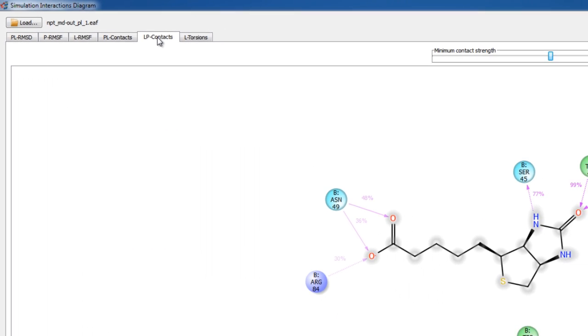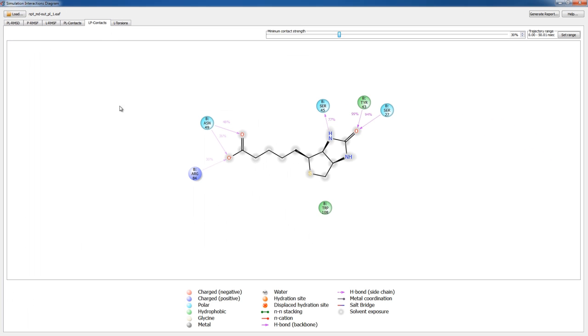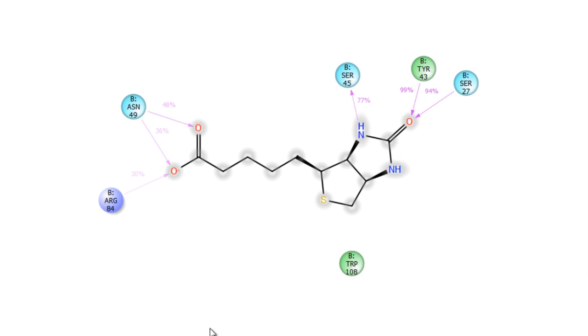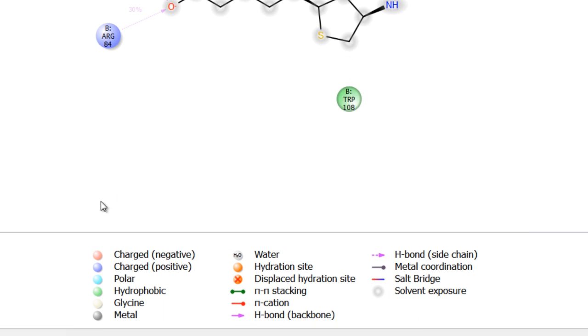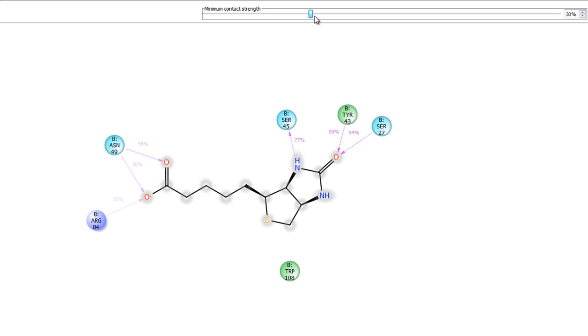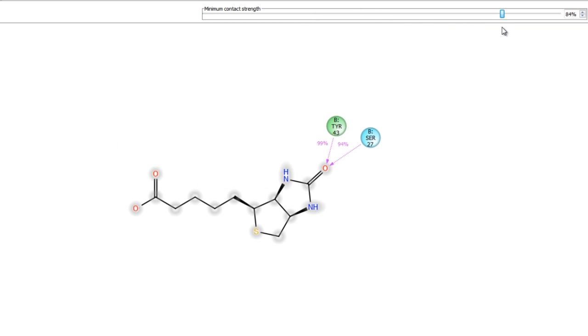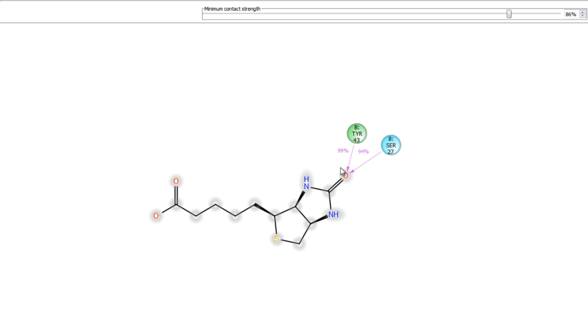In the LP contacts or ligand protein contacts tab, we see a detailed schematic of the ligand atom interactions with the protein residues. Below, we have the legend describing the various interactions and residue types, and up top we have the minimum contact strength slider. So if we move the slider to the right, we increase the contact strength and show that in this example, tyrosine 43 and serine 27 donate sidechain hydrogen bonds more than 90% of the time to this oxygen.